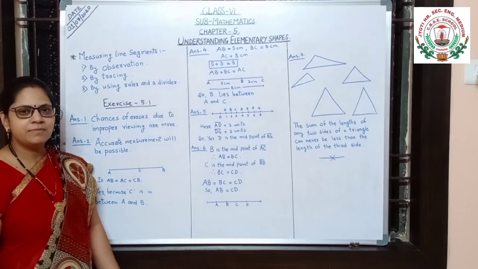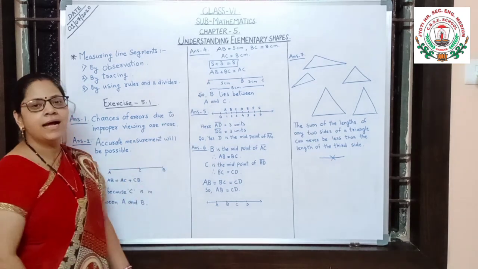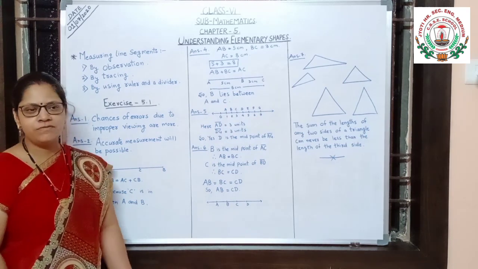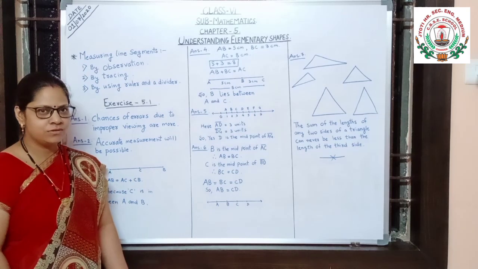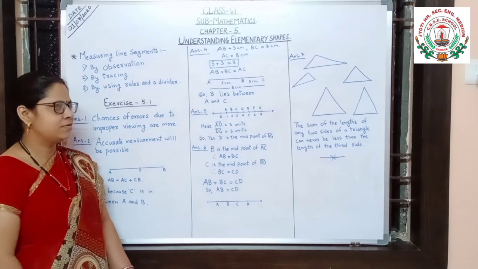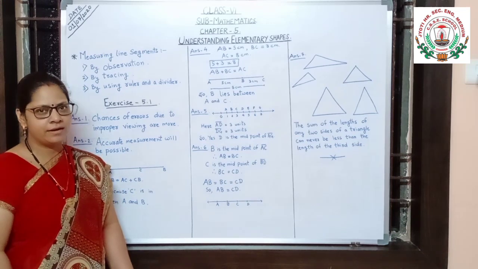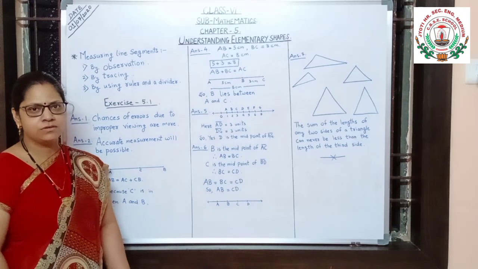We have already completed 4 of the chapters. We are now coming to the 5th chapter, Understanding Elementary Shapes. Already we have studied different kinds of shapes in primary classes also. In 5th class, we studied different kinds of shapes like square, rectangle, triangle, circle. All these shapes you have understood.